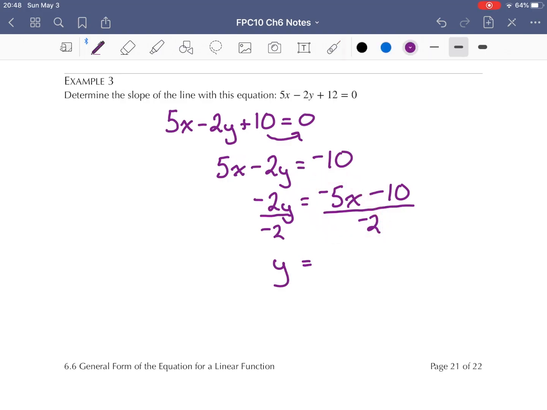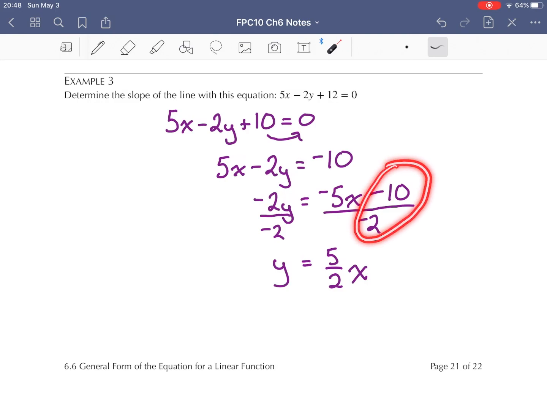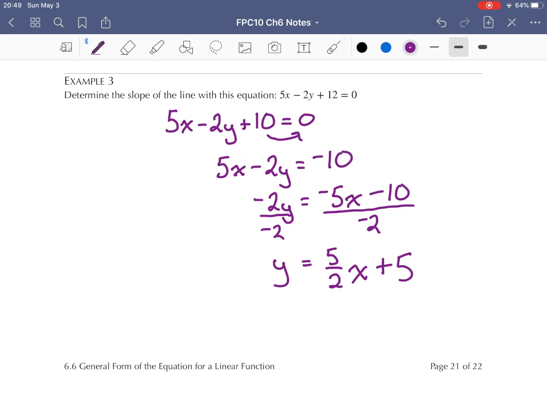That's going to give me y. And then I do this negative 5x divided by negative 2. And I don't change this into a decimal. I leave it as a fraction. Negative divided by negative will give me 5 over 2x. Then I do the negative 12 divided by negative 2, and that will give me a plus 6.